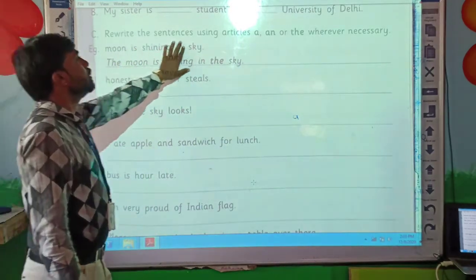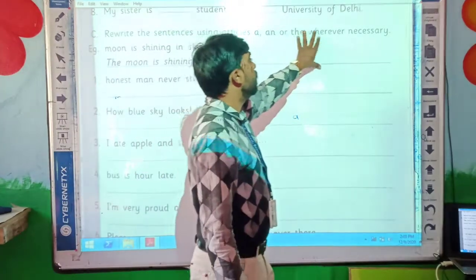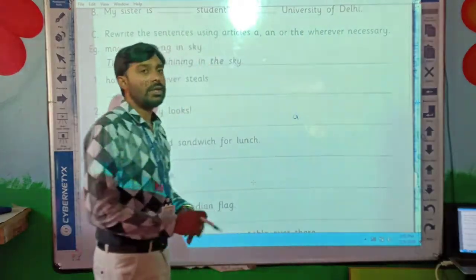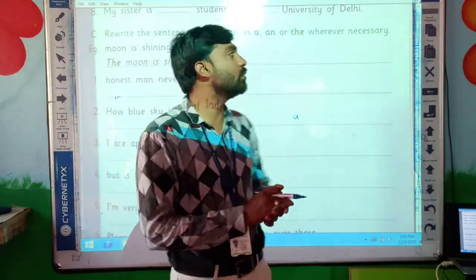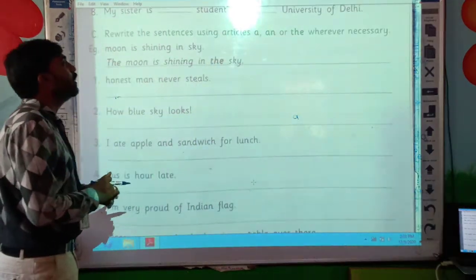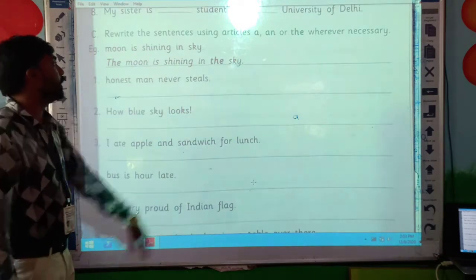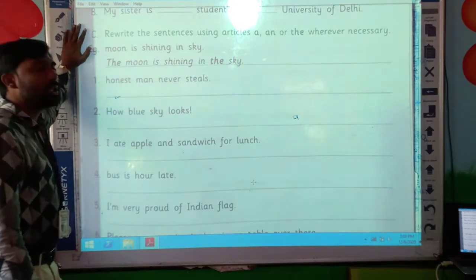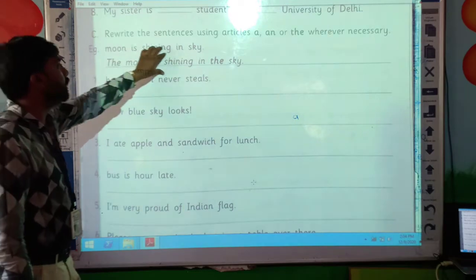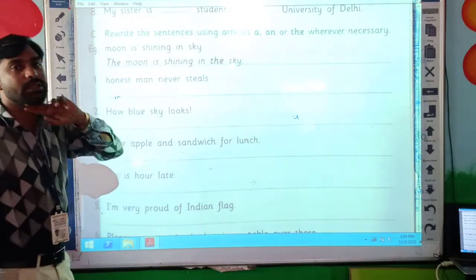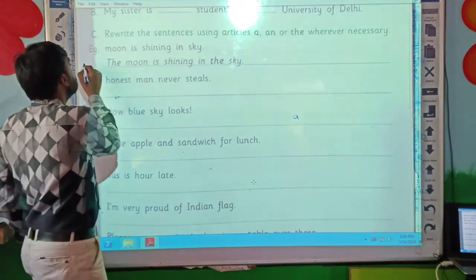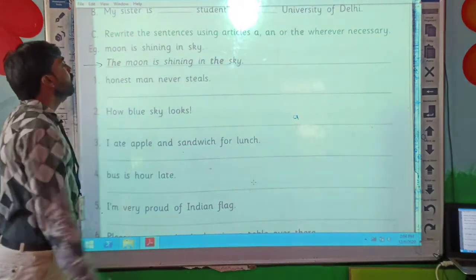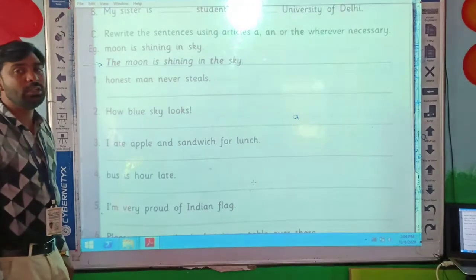Rewrite the sentences using articles a, an and the wherever necessary. If there is no need, then no need to write. If it is necessary, then we should put the articles and rewrite them once again. One example is done for you. Moon is shining in sky. This is the sentence written without articles. So students, its answer is given here already. The moon is shining in the sky.